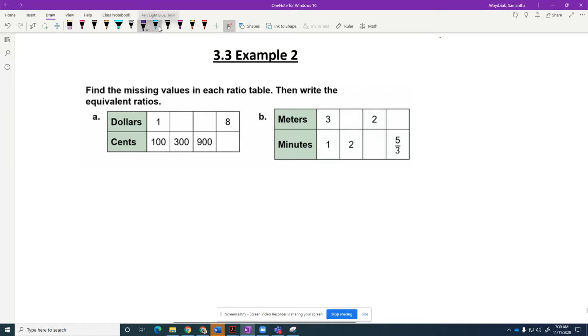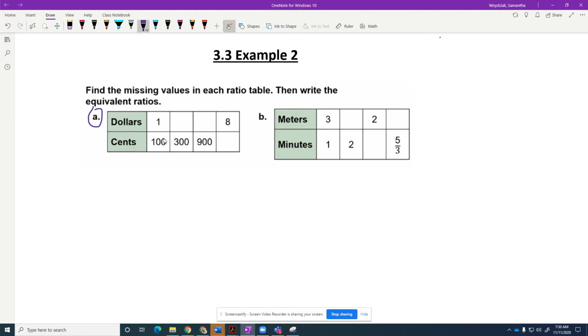This is 3.3 example 2. It says find the missing values in each ratio table, then write the equivalent ratios. All right, so we're talking about dollars to cents here on letter A. For every $1, there's 100 cents.